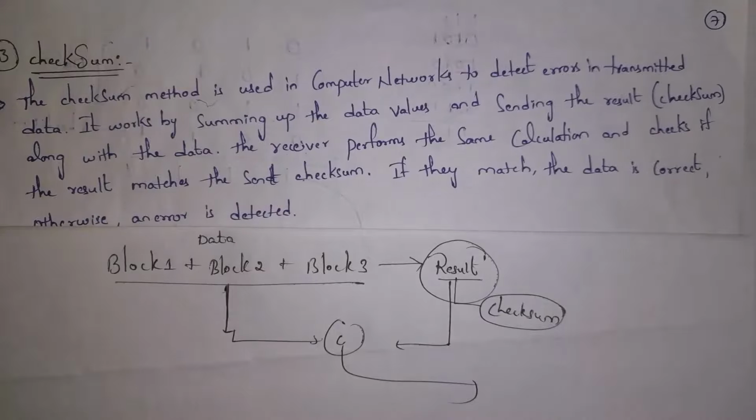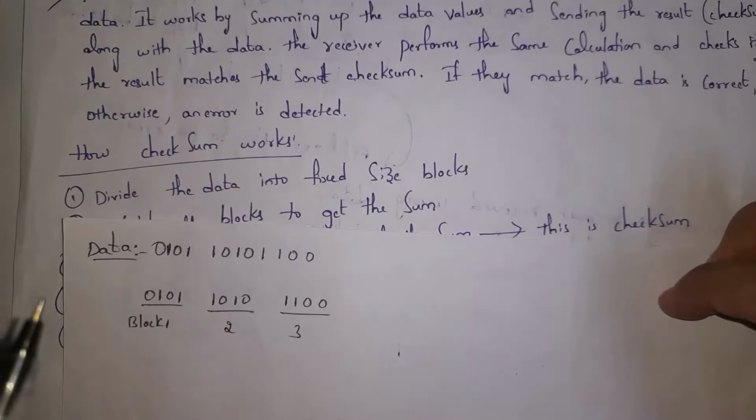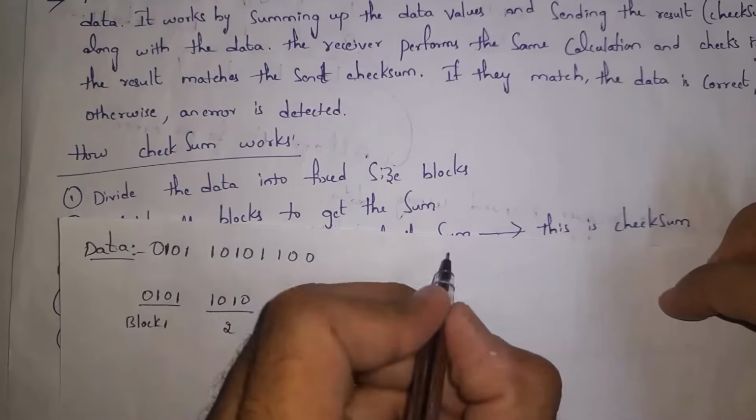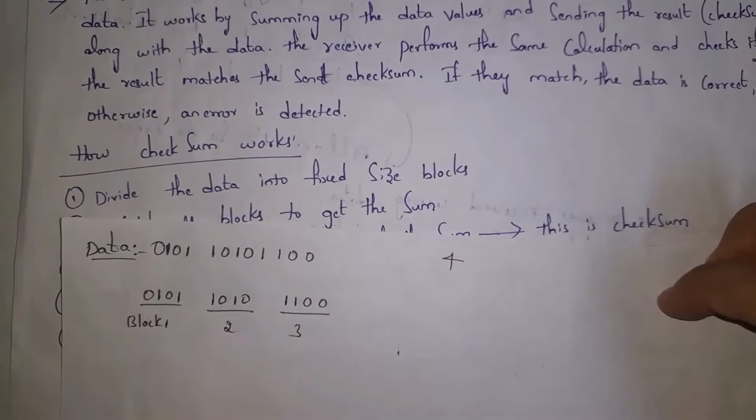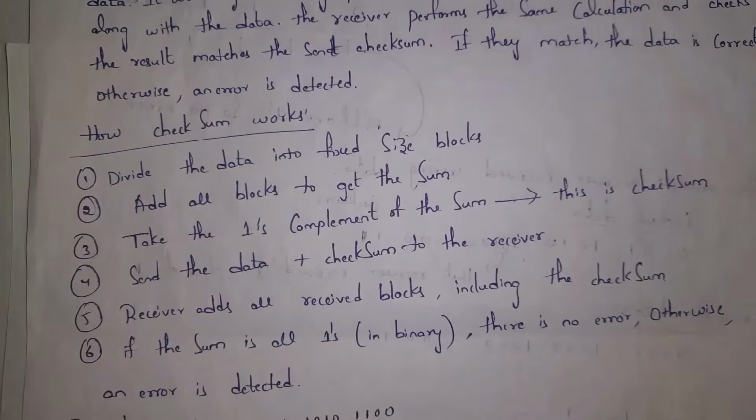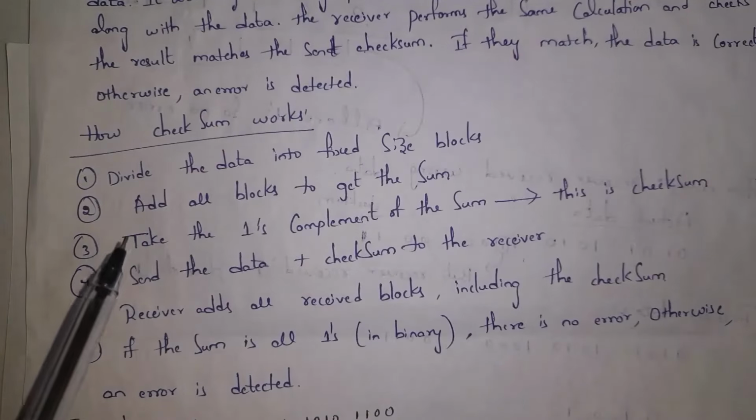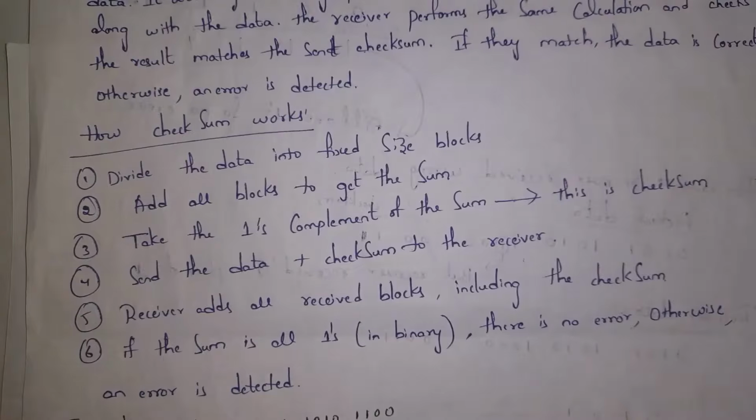I will explain with an example. This is how checksum will work. The first step is, we need to divide our data into fixed size blocks. I am selecting size 4. Each block will contain 4 bits. This is block 1, block 2 and block 3. After dividing our data into fixed size blocks, the next step is, we need to sum up all the blocks. That is nothing but, we need to perform binary addition between these blocks.